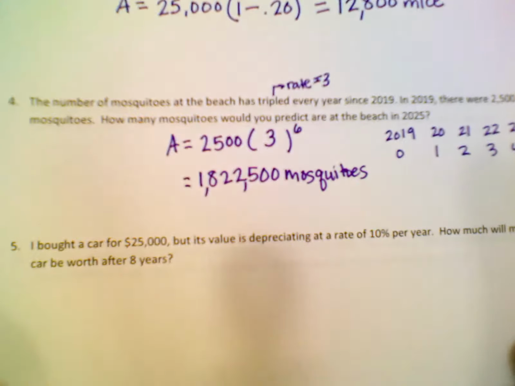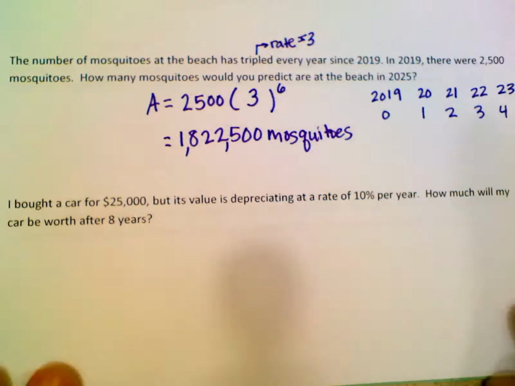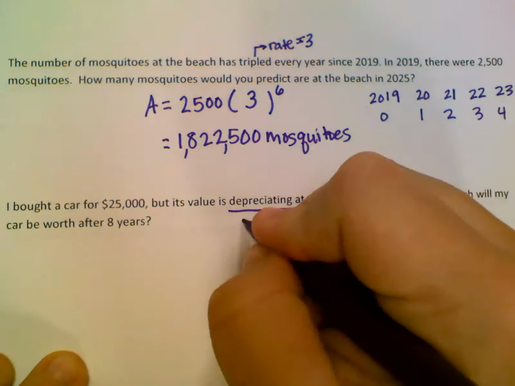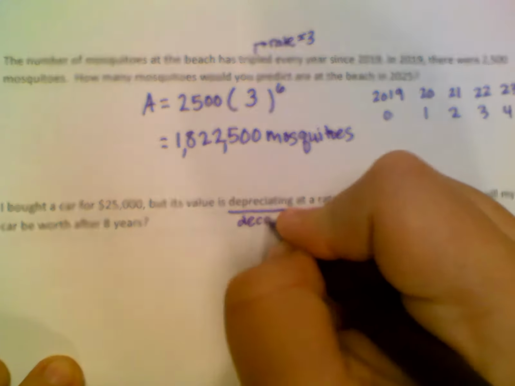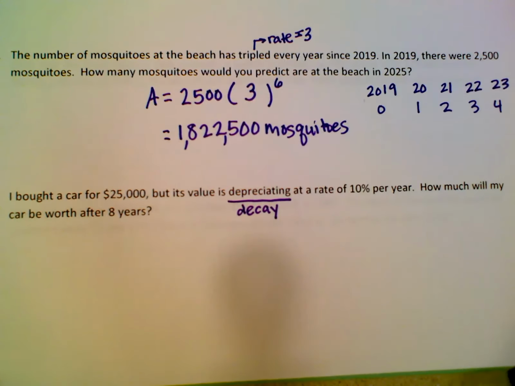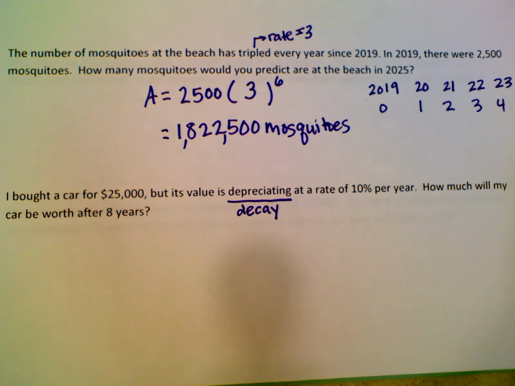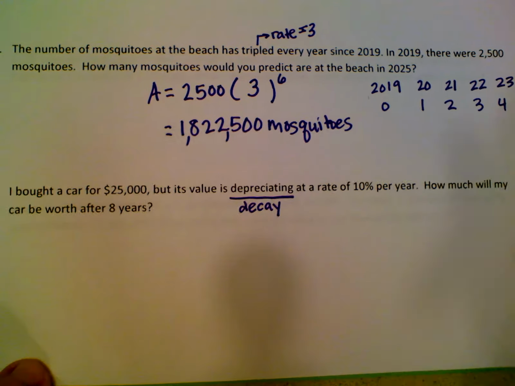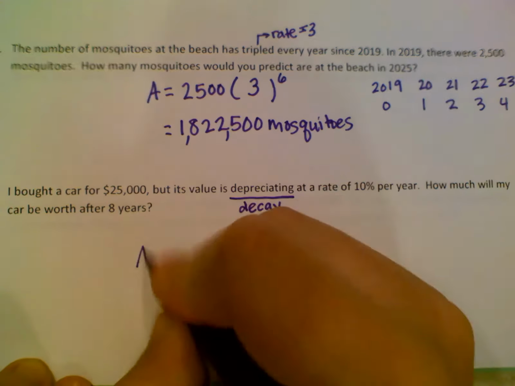All right, I bought a car for $25,000, but its value is depreciating. Depreciating means that it is going down, it is decreasing. So this is a decay. So if you didn't know what depreciate meant, you kind of just need to know depreciating, decreasing, decaying. You could see that in future problems as well. So it's decaying at a rate of 10% per year. How much will my car be worth after 8 years?